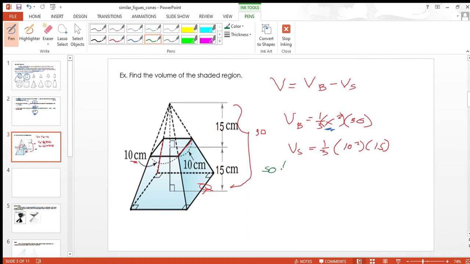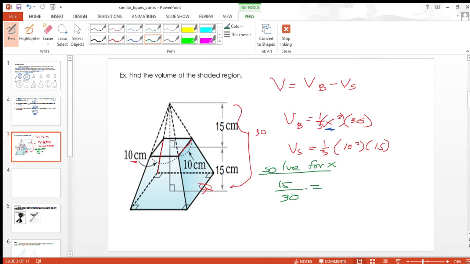To solve now for x, we use the principle of similar figures. So what can we have here? If you look at the height of the smaller, it is 15, while the height of the bigger is 30. So that's the existing ratio. 15 is to 30, which is actually equal to 1 half.